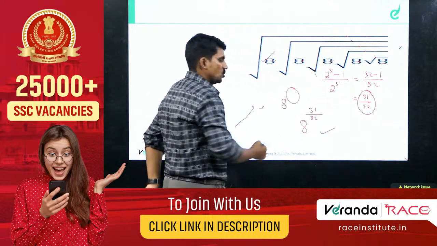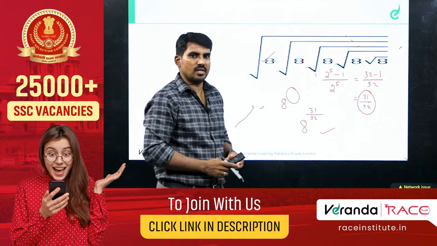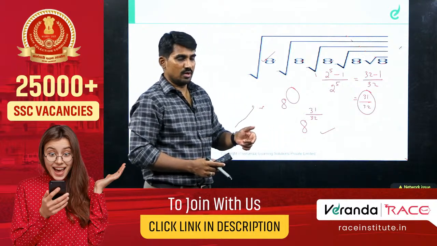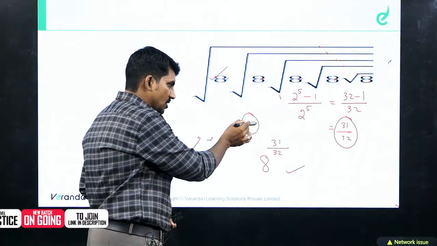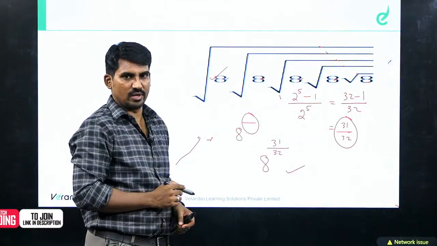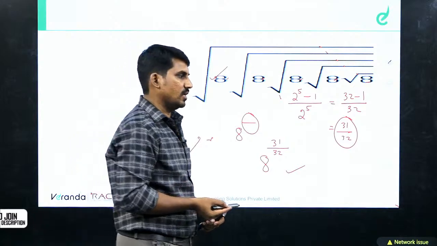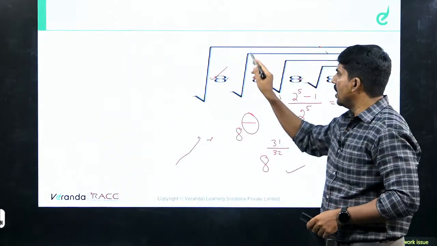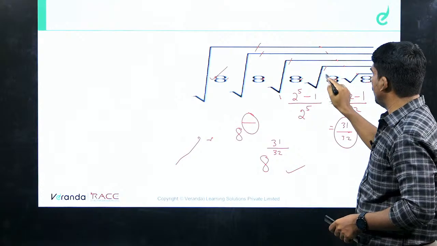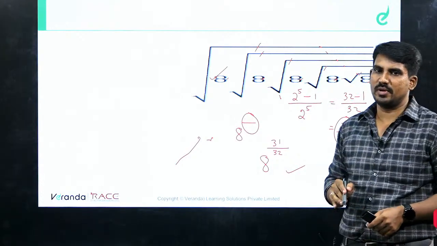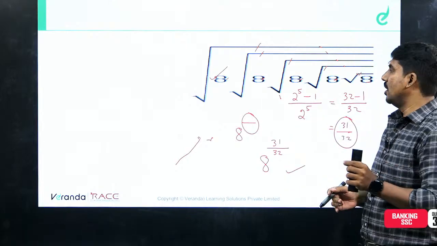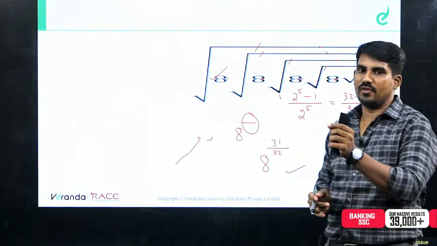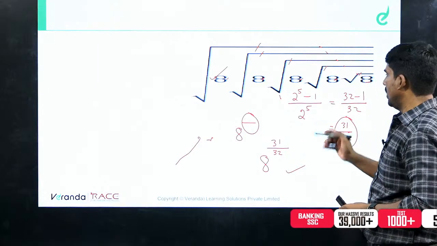31 by 32. But in the exam, one option they will give 32 by 31 also. Clear? Understand how we are setting the powers? It should be in the fraction. Don't forget. And how we are setting the fraction is, how many times that square root is given or how many times the number is repeated? 5 times. Therefore, 2 power 5 is the denominator. Numerator is 2 power 5 minus 1. Minus 1 is the numerator.